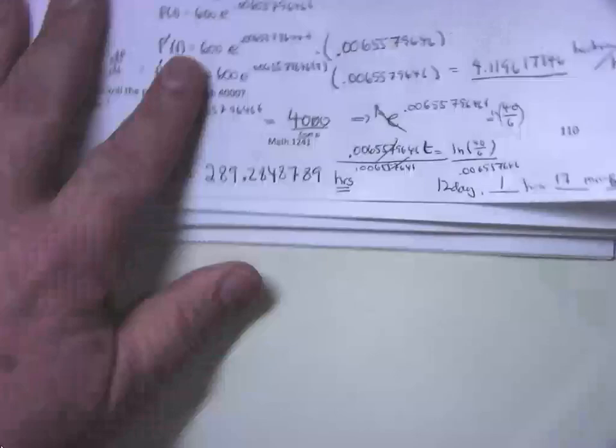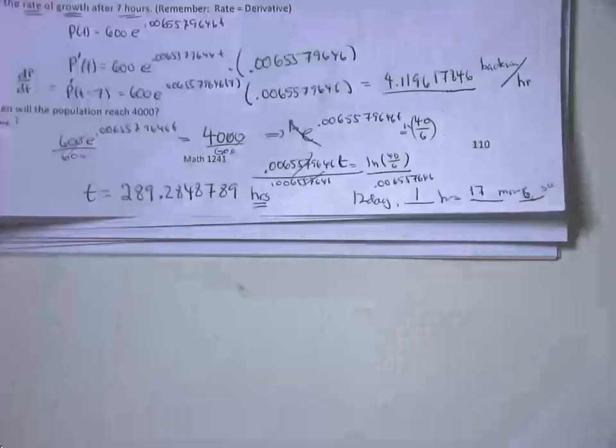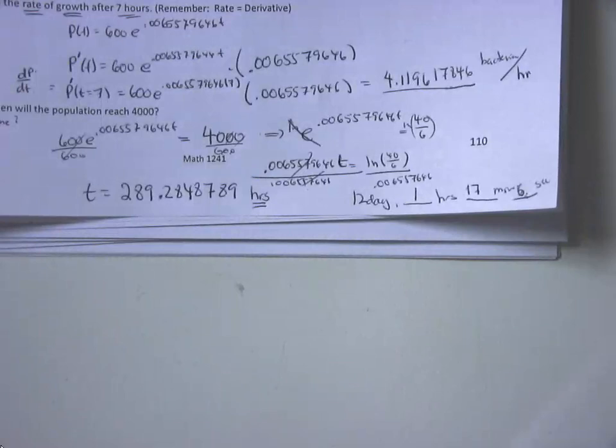So in other words, what I've got going on here is the famous clock that you see in the movies and stuff of when will the apocalypse happen? 12 days, 1 hour, 17 minutes, and 6 seconds. Call James Bond and let him go fix it. Okay. Does that make sense?